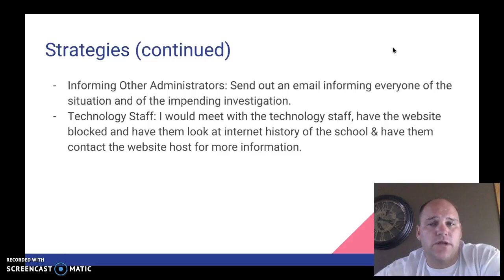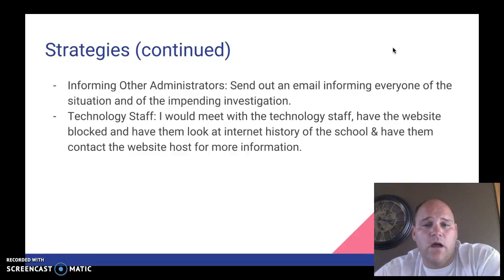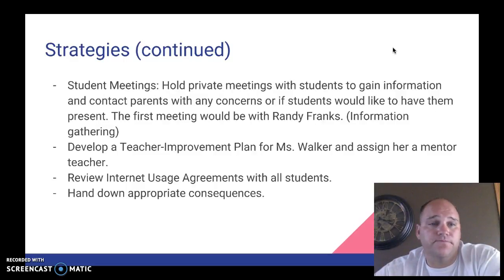Informing the other administrators, I would do this mainly through email, unless someone wants a person or face-to-face update on the investigation. The technology staff, I would meet with them, have them block the website from the school immediately, because this is a website that has no educational value to the school setting, and it causes disruption, especially if there are more than one teacher listed. I would also, again, have them contact to see if they can gain any more information.